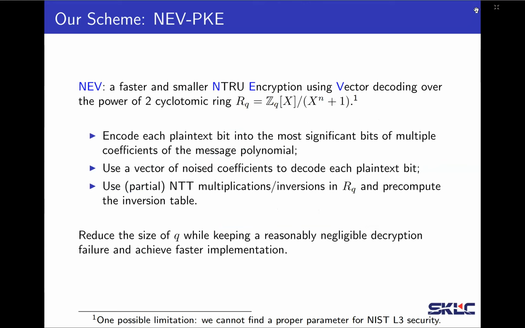We present a faster and smaller NTRU encryption using message decoding over the power of two cyclotomic rings. We encode each message bit into the most significant bits of multiple coefficients of the message polynomial and use a vector of noise coefficients to decode each message bit, whereas in the original NTRU encryption, plaintext is encoded into the least significant bits of the message polynomial. We also use partial NTT modifications, reductions, and pre-compute the reduction table to accelerate our speed. This helps us reduce the size of q while keeping a reasonably negligible decryption failure and achieves faster implementation.